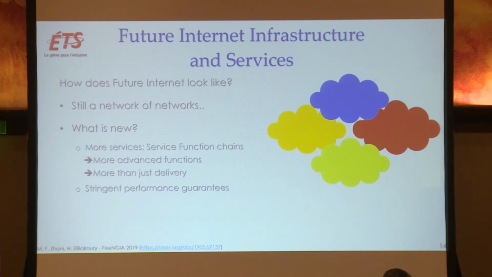So regarding the internet, how does the future internet look like? It will always be a network of networks, but what will be new is that each network will offer more than delivery. It will offer, for example, what I call here service function chains. Okay, so a set of functions that will be offered by each network. These functions can be more advanced. It's not about only delivery. The network can process the traffic, can compress data, and so on. And of course, for each service we need to guarantee stringent performance requirements in terms of delay and so on.